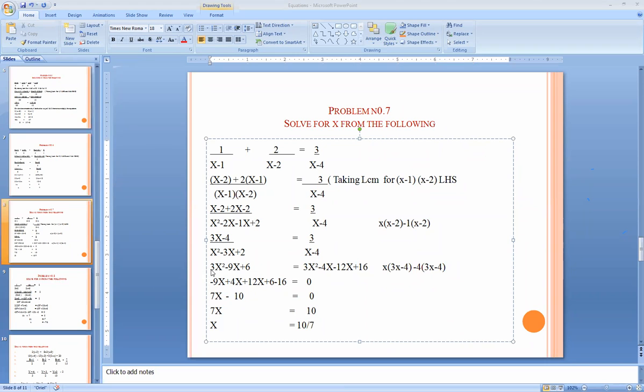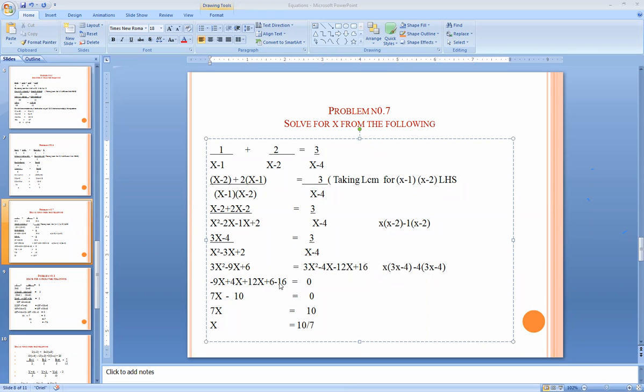Now 3x square and this 3x square, both sides have x squares with the same values, so we can cancel very easily. Not only 3x square, any number x square and x square we can cancel, because when you shift the right hand side x square, it becomes minus 3x square, so we can cancel it. But the remaining values are what?